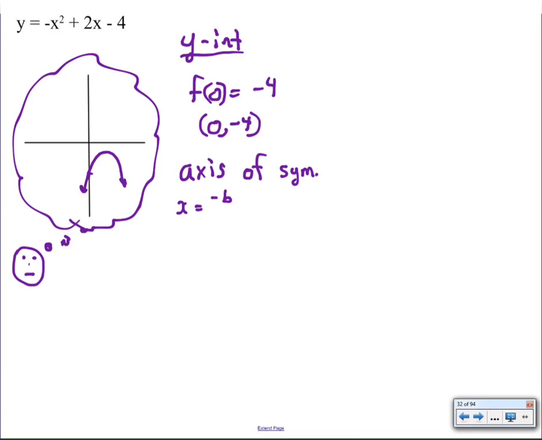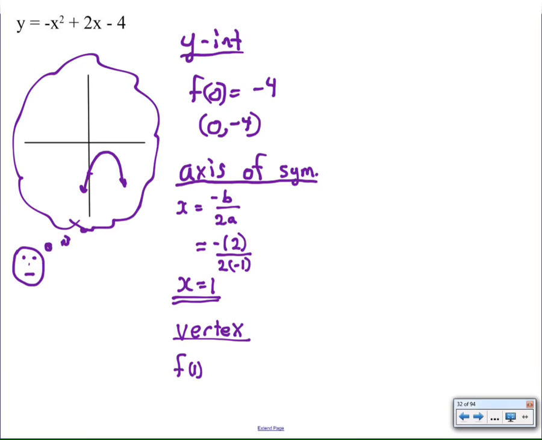Continuing on, we have the axis of symmetry. The formula for the axis of symmetry is taking the opposite of the b value and dividing it by twice the a value. In this case, the a value is -1. Double that, we get 2 times -1, and the b value is +2. I take the opposite of +2, and that generates x equals 1 as the axis of symmetry. That enables me to find the vertex.